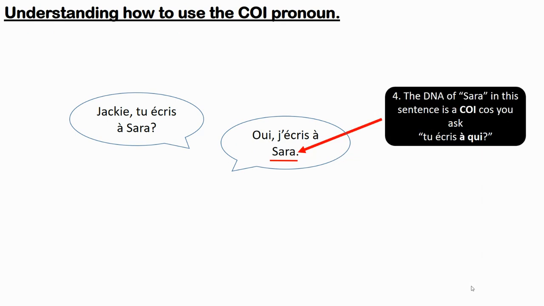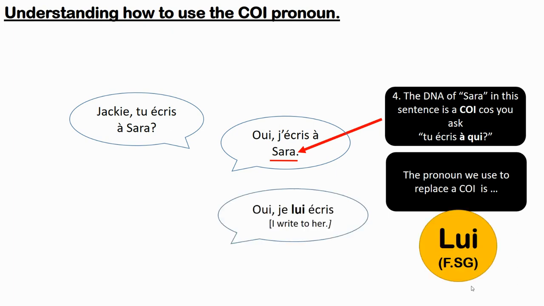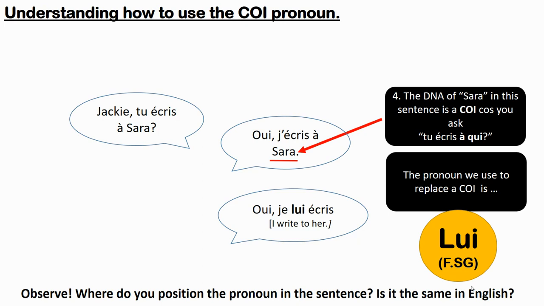Once you know this, you look at the word Sarah and you have to analyze it as well. Sarah is a feminine word and it's a singular word. So the pronoun we are going to use is lui. Oui, je lui écris. Yes, I write to her. But again, notice the position of the pronoun in the sentence in French: the pronoun is positioned before the verb, which is different in English.